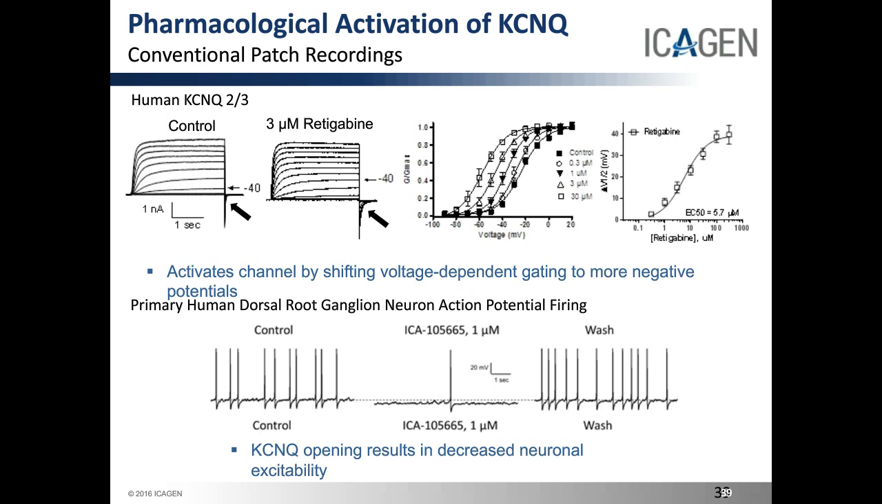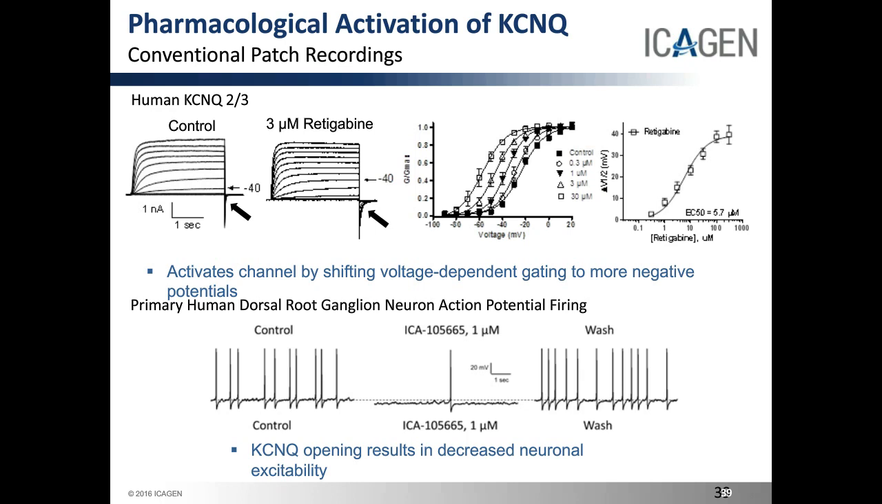So when we record these currents, we record full IVs across a broad range of membrane depolarizations in both control and with the opener present. And as you can see, in the portion where there's 3 micromolar Retigabine applied to the cell, the tail currents are much larger. And we also can see that it appears as though the channel is activated at more hyperpolarized potentials.